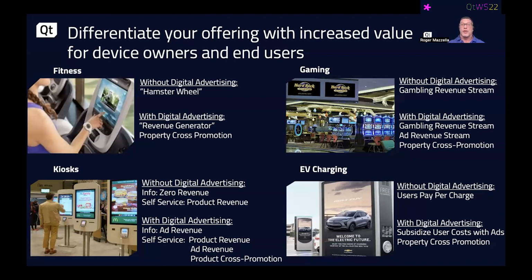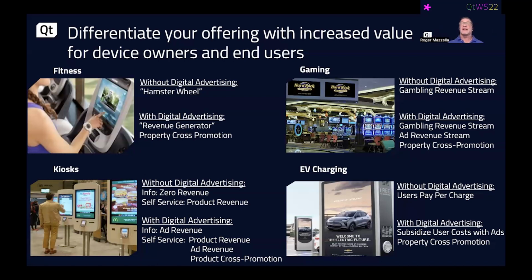And again, you could cross promote the property. Hey, I'm in the Hard Rock Hotel and Casino here in this picture. Well, gee, the steakhouse has got a special. Or hey, if I gamble $1,000, I get 20%, 10%, 5% off at the steakhouse or something like that. So there's that property cross promotion there as well.